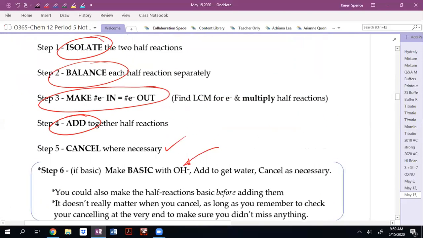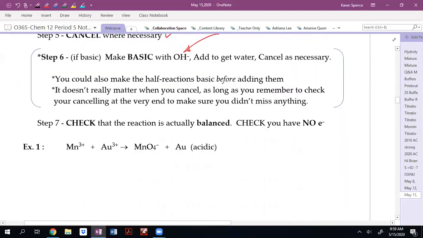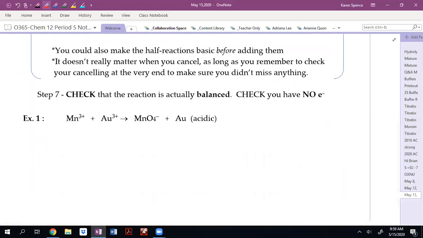Step number 1, isolate the 2 half reactions. So you're going to look and you're going to say, oh, Mn3 plus must be turning into MnO4 minus.